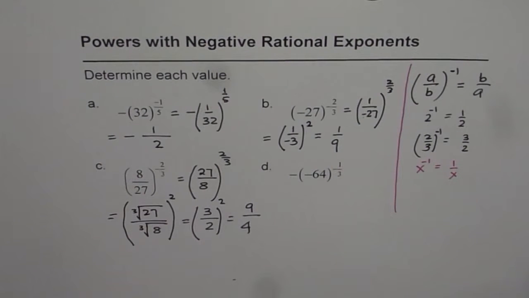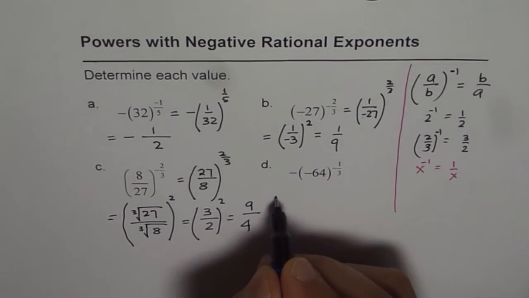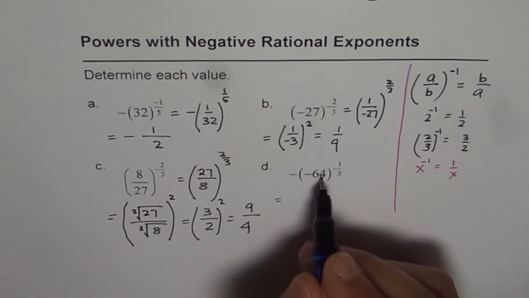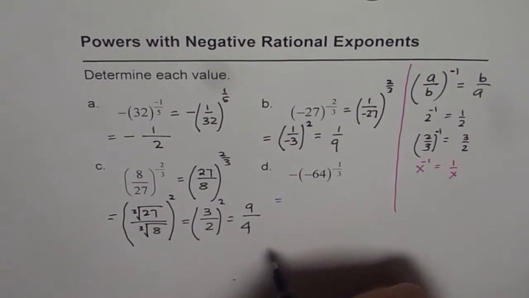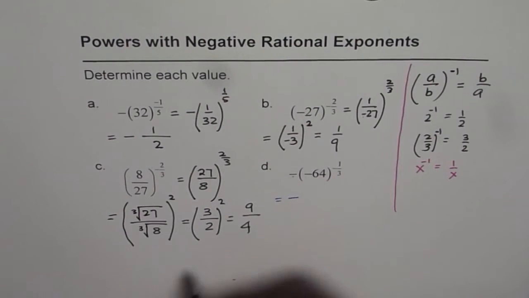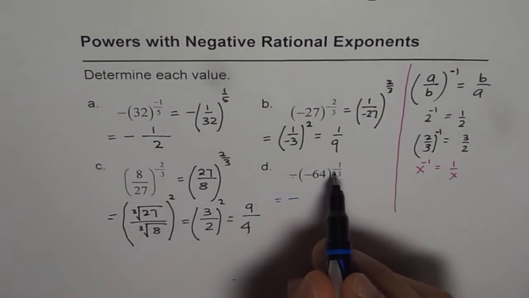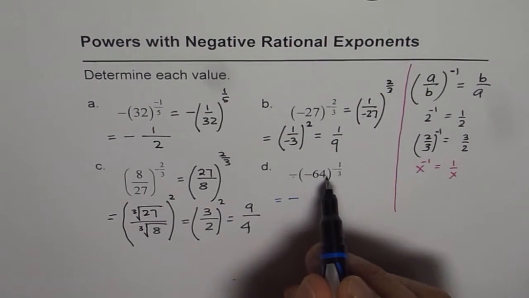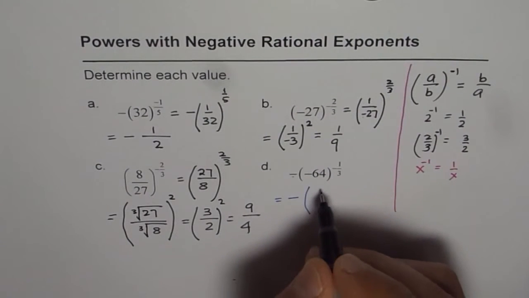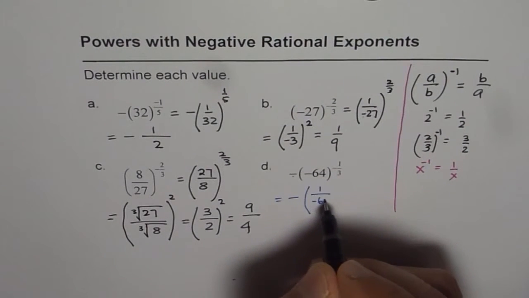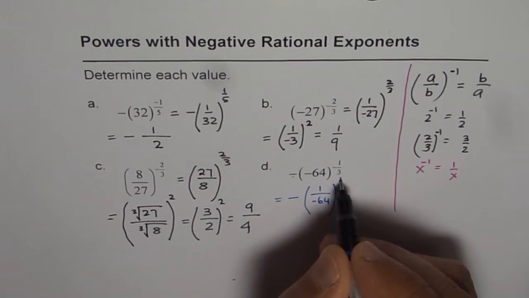Now let's do the last one. It's kind of tricky. Minus of minus 64 to the power of minus 1 over 3. This minus is outside. I'm keeping it away. Now this minus will flip minus 64, right? So it'd be like 1 over minus 64, right? To the power of 1 over 3.